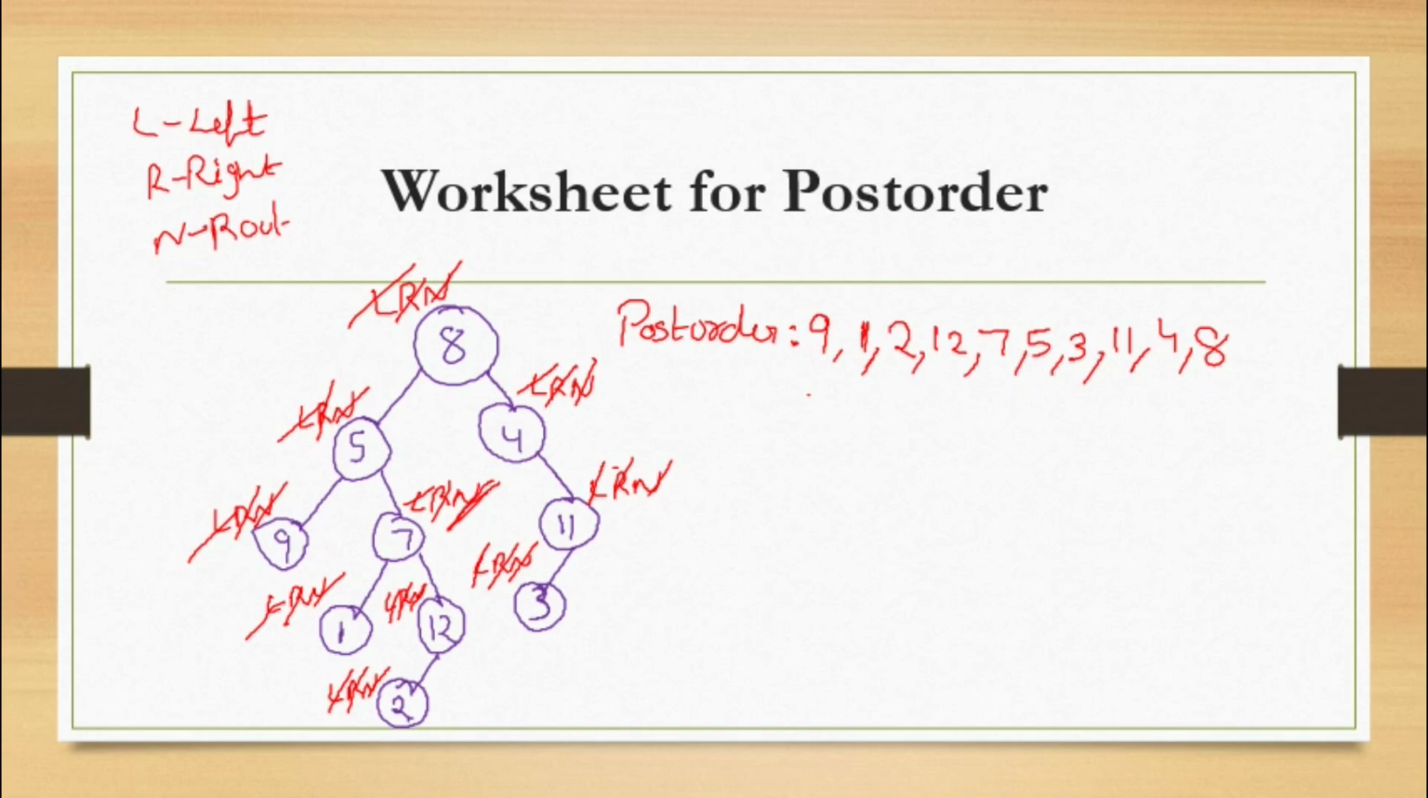9 1 2 12 7 5 3 11 4 8. So this is the post order traversal. This is the post order traversal. So this is the regular method of finding the pre-order, in order and post order.